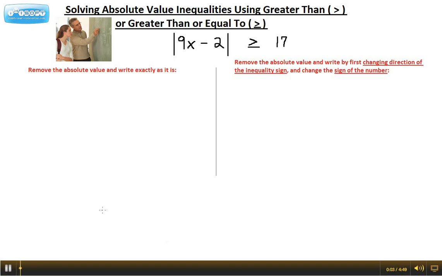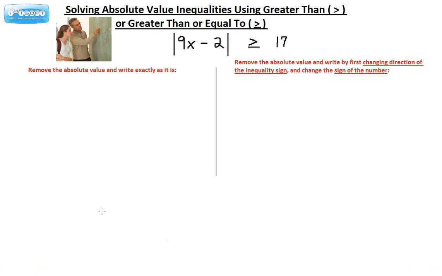In this tutorial, we're going to be solving absolute value inequalities using greater than or equal to. Here I have an example of an absolute value inequality, and this is a greater than or equal to. The first thing you want to do is isolate the absolute value if it's not already isolated, and in this case this one is. We know there are two numbers that have an absolute value of 17. One would be positive 17 and the other negative 17. So we'll be writing our inequality two ways.